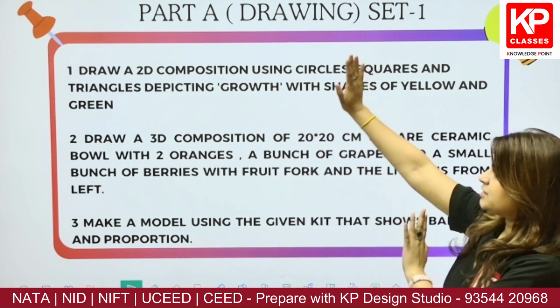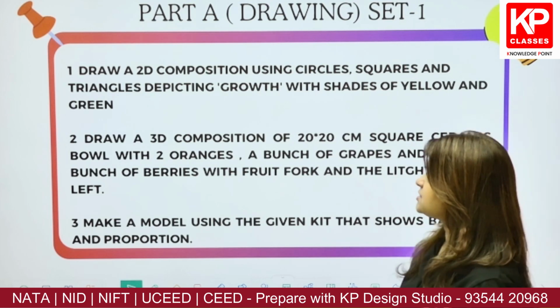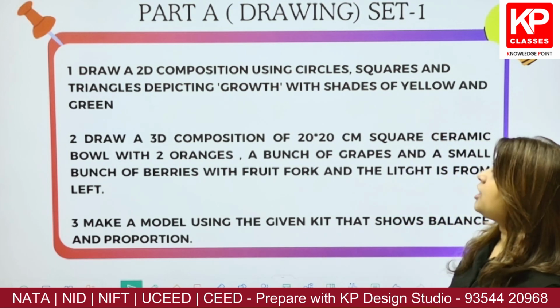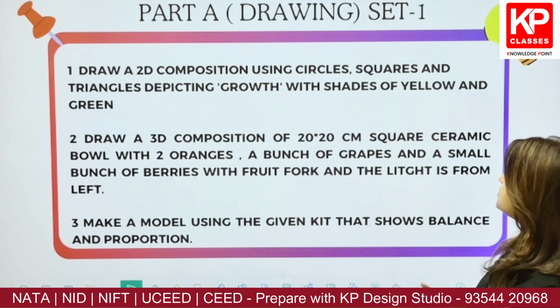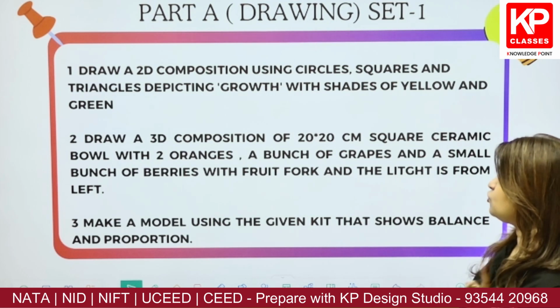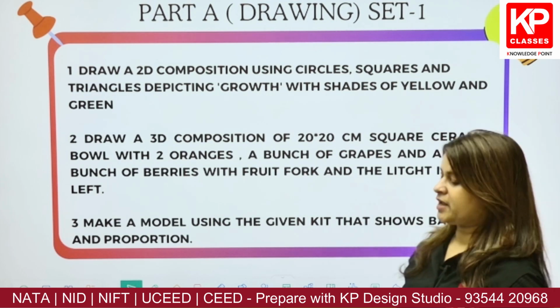So let's get started. Let's see the questions. The question is number 1. Draw a 2D composition using circles, square and triangles depicting growth with shades of yellow and green.